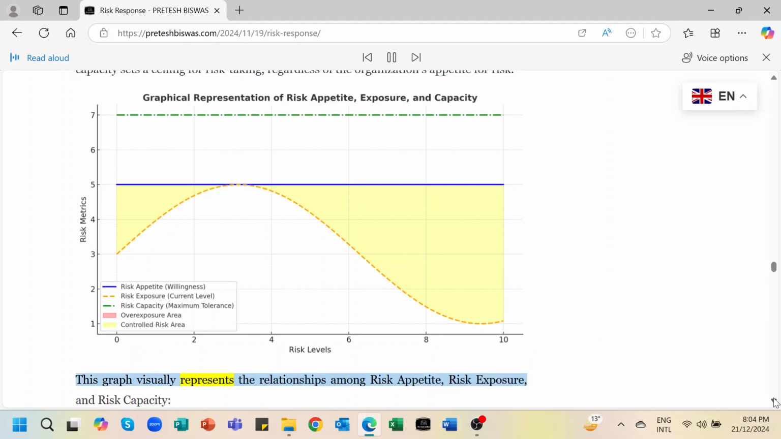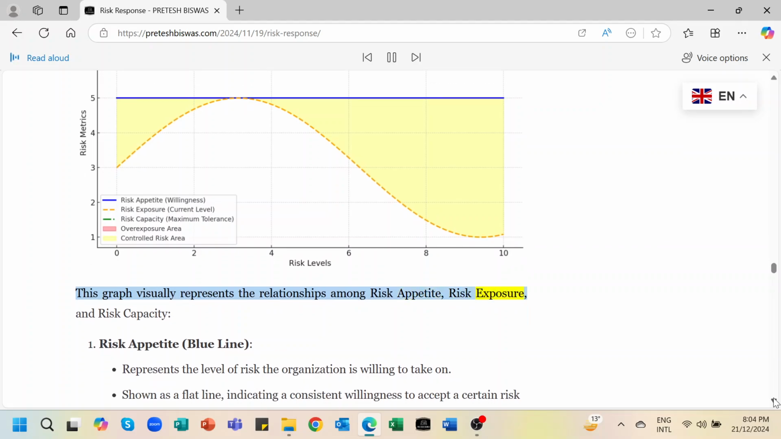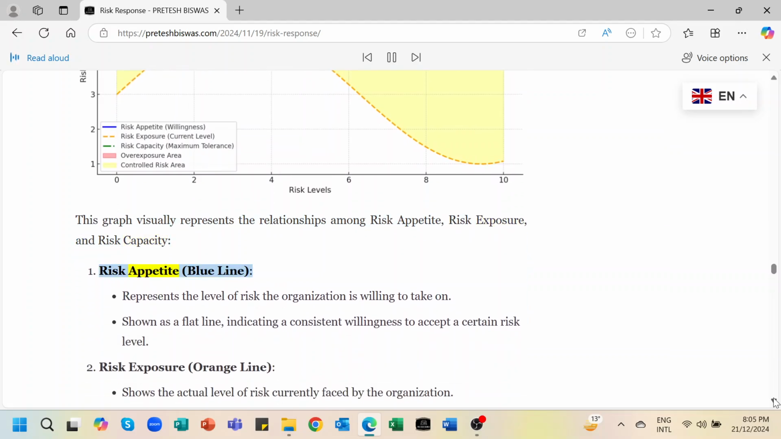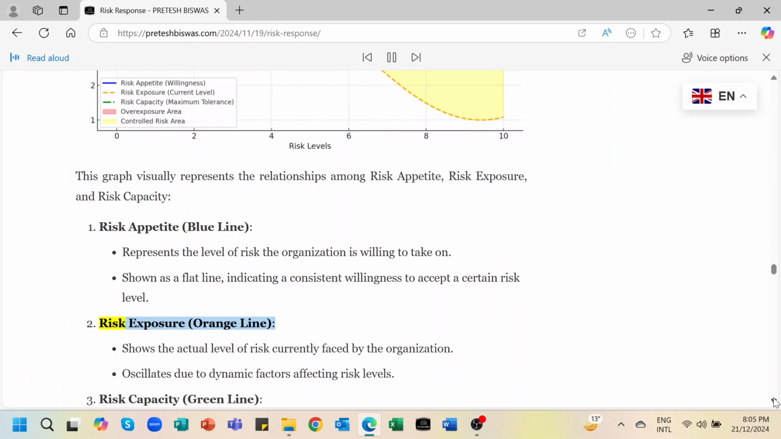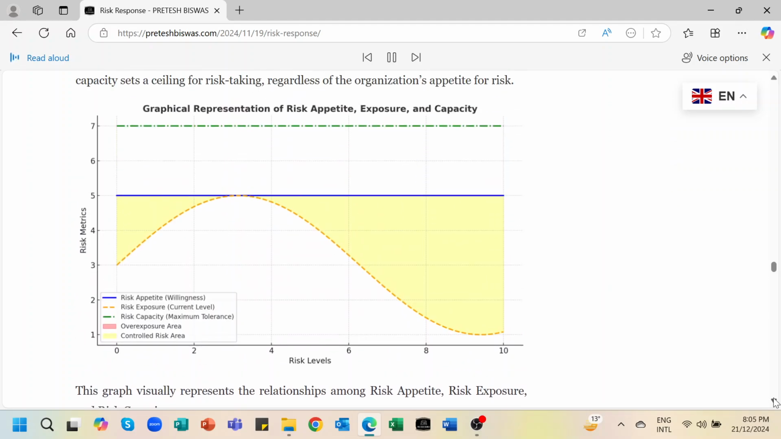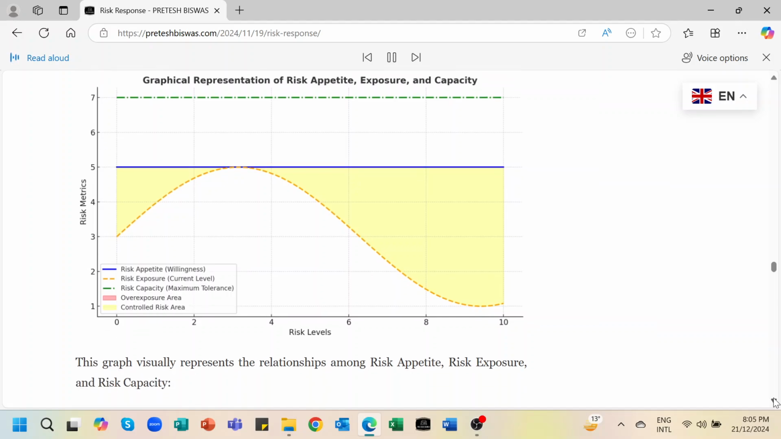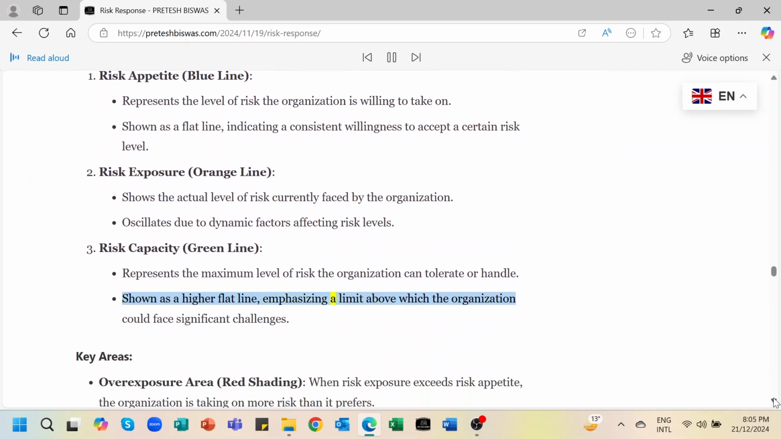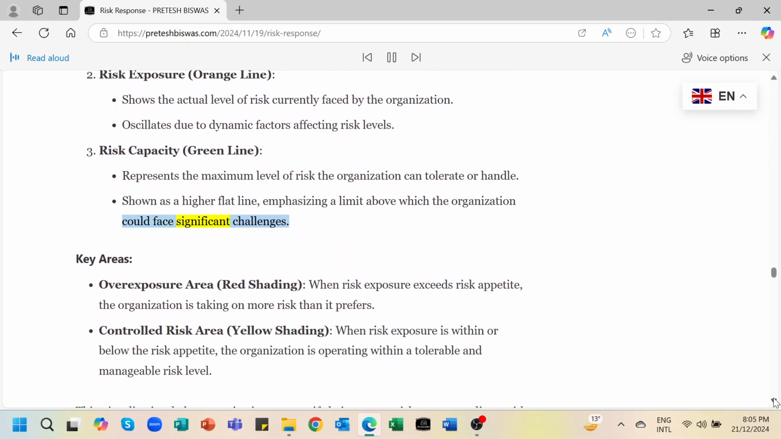This graph visually represents the relationships among risk appetite, risk exposure, and risk capacity. Risk appetite, blue line, represents the level of risk the organization is willing to take on, shown as a flat line, indicating a consistent willingness to accept a certain risk level. Risk exposure, orange line, shows the actual level of risk currently faced by the organization. It oscillates due to dynamic factors affecting risk levels. Risk capacity, green line, represents the maximum level of risk the organization can tolerate or handle, shown as a higher flat line, emphasizing a limit above which the organization could face significant challenges.